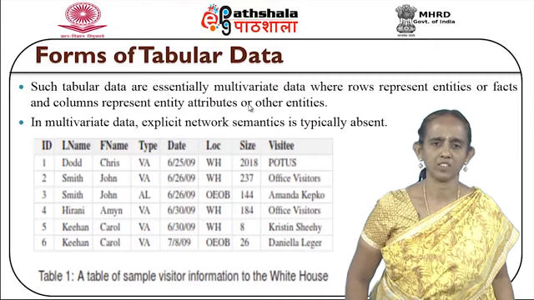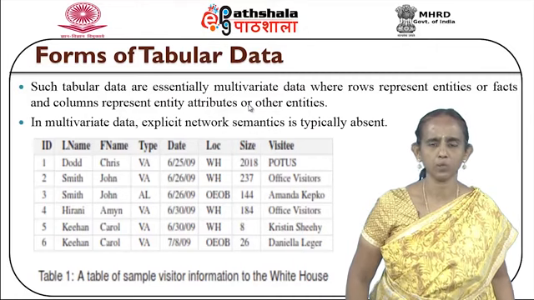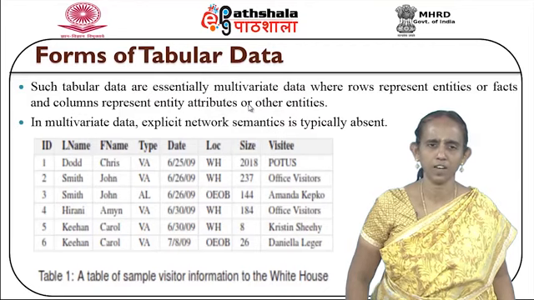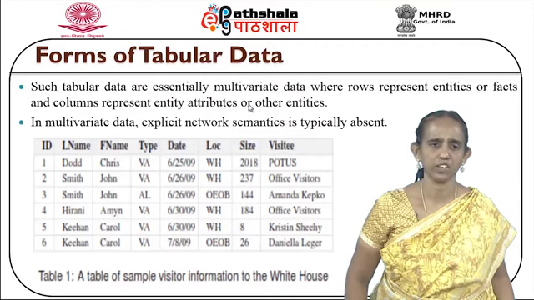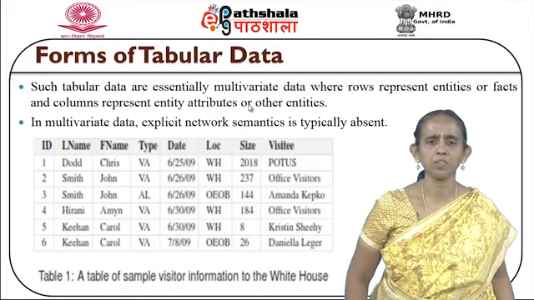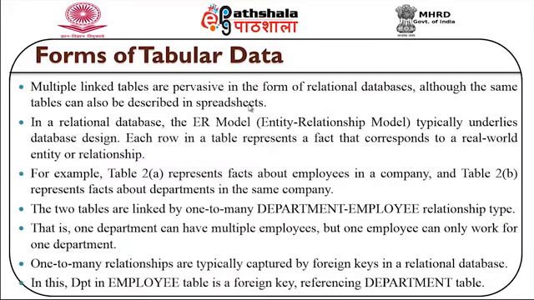Such tabular data are essentially multivariate data where rows represent entities or facts and columns represent entity attributes or other entities. In multivariate data, explicit network semantics is typically absent. Multiple linked tables are pervasive in the form of relational databases, although the same table can also be described in spreadsheets. In a relational database, the ER model, that is the entity relationship model, typically underlies database design.